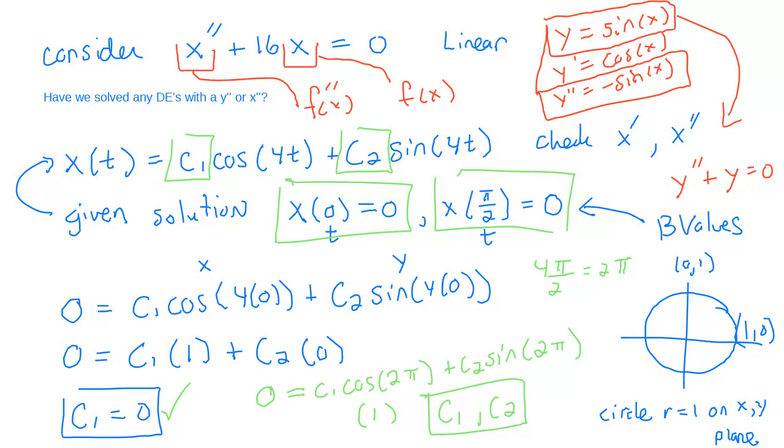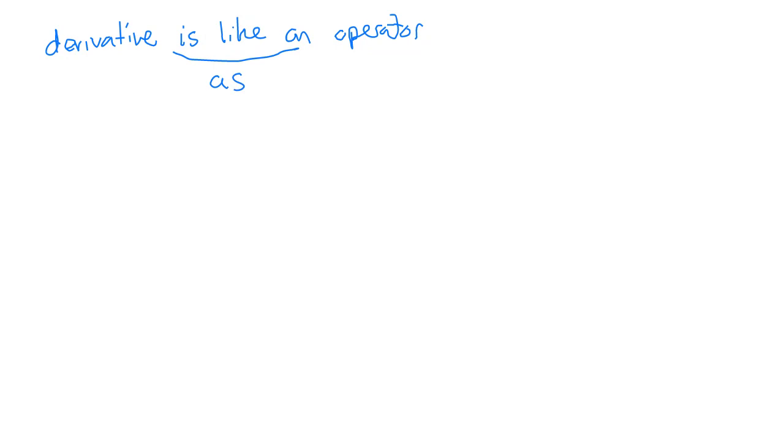Okay, so more concepts. We're going to clear this and talk about more concepts. Remember how I was talking about how the derivative is an operator? I shouldn't even say "is like," it is. Derivative as operator. So what does the derivative do? It operates on something, right?